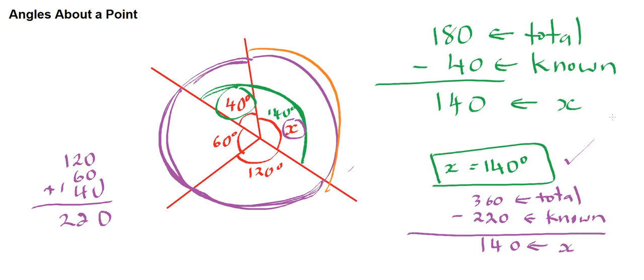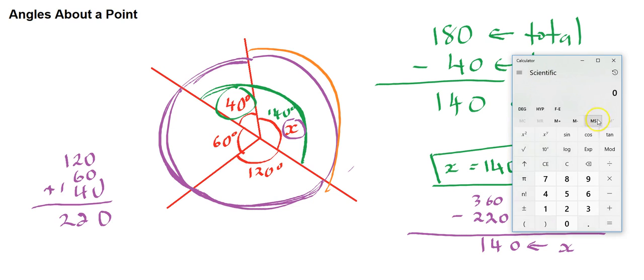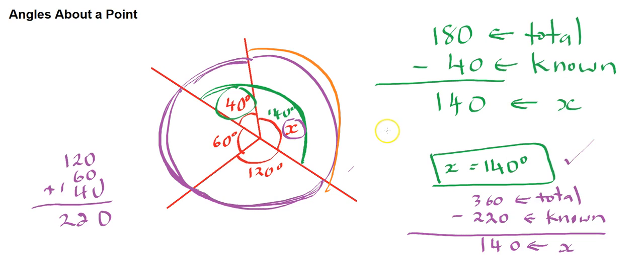Now you should actually check to make sure you have the correct answer. It's a good habit to get into. All you do there is add up all the angles. So we'll start with 40, so it's 40 plus 60 plus 120 plus 140, and it should equal 360, and it does. Therefore, I must be correct.